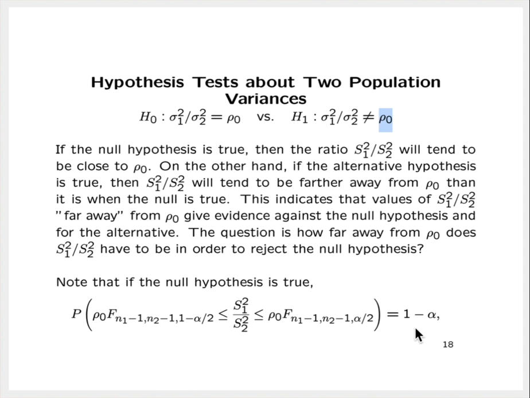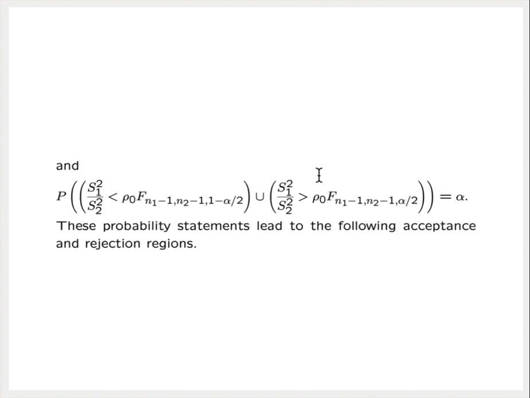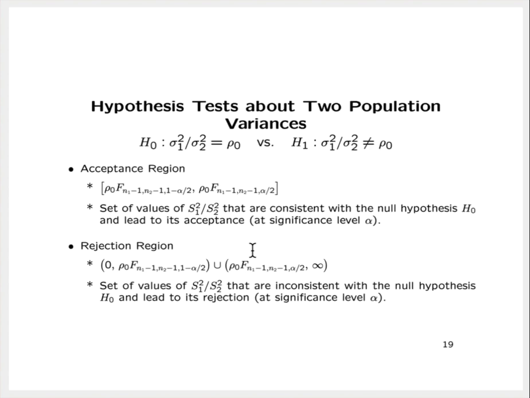And so, by the complement rule, the probability of observing a value of S1 squared over S2 squared less than this lower point or greater than this upper critical point is alpha. These probability statements lead us to the following acceptance and rejection regions. All right, and so we would accept the null hypothesis.